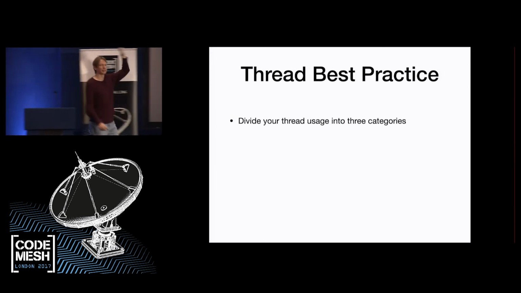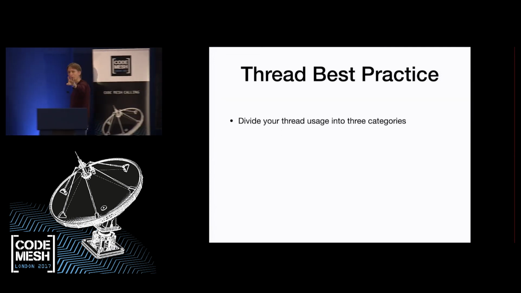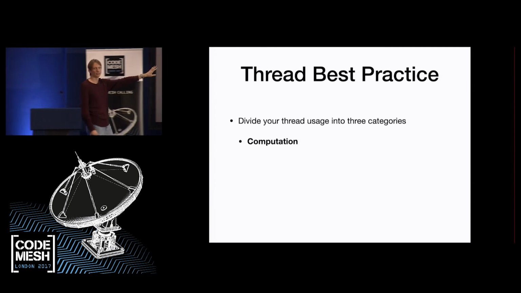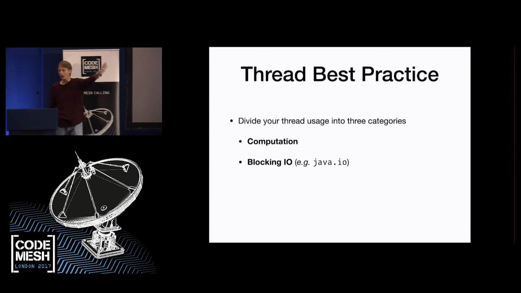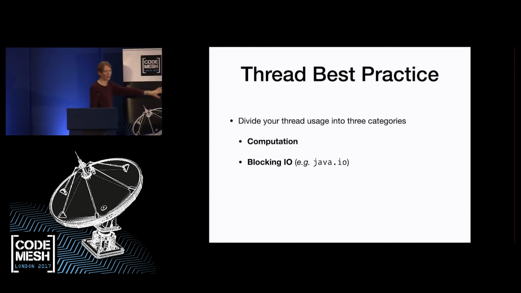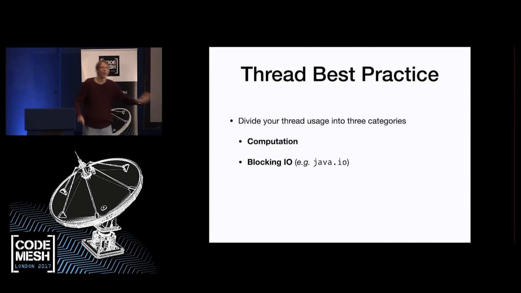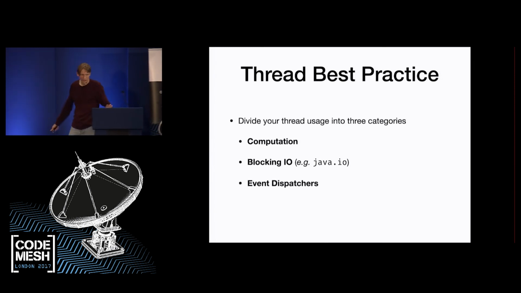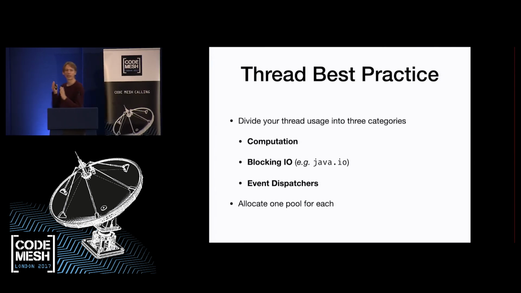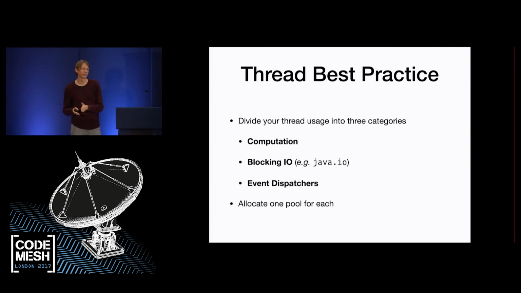So thread best practice, number 1: divide your thread usage into 3 categories. CPU-bound computation that has no I/O whatsoever; blocking I/O, so legacy Stone Age frameworks like Java I/O that you have to use but you really don't want to, which is a separate class of computation; and then event dispatchers, which is your 3rd category. And then allocate a single thread pool for each of these categories, okay?